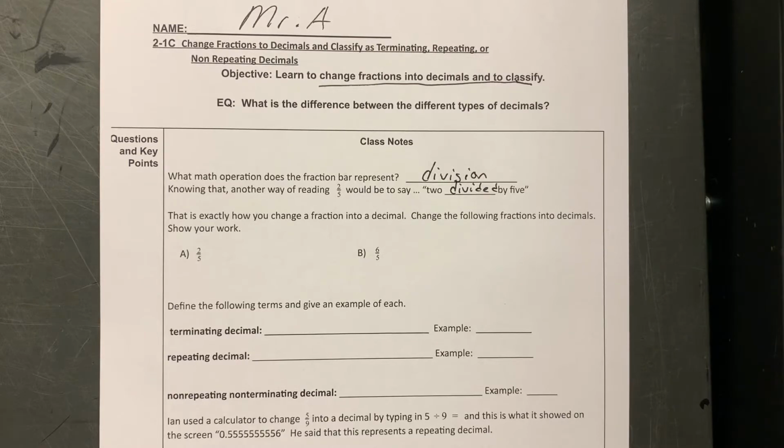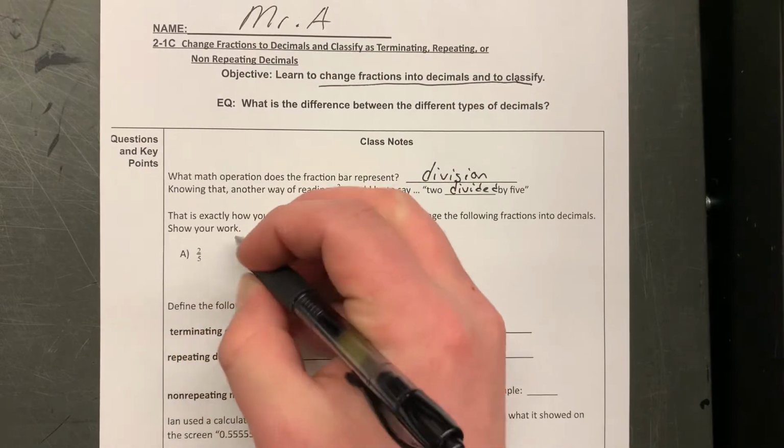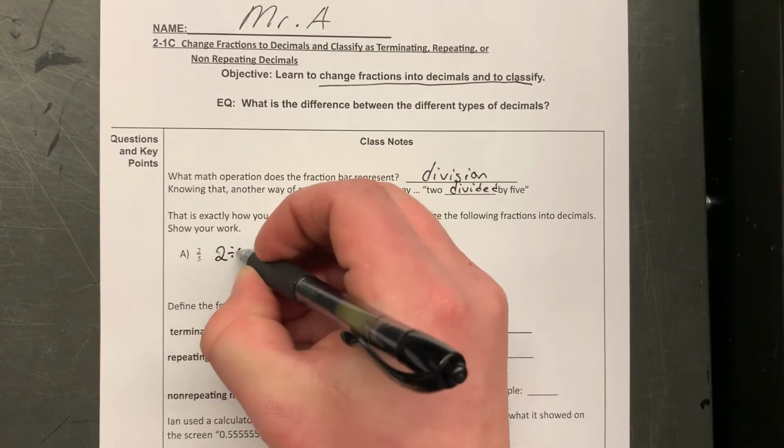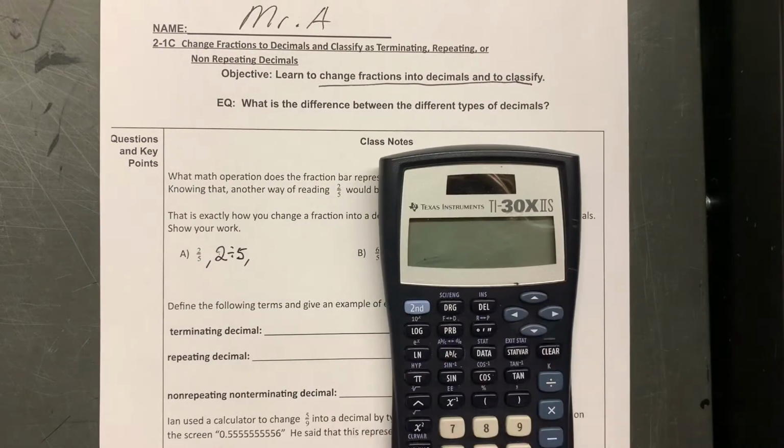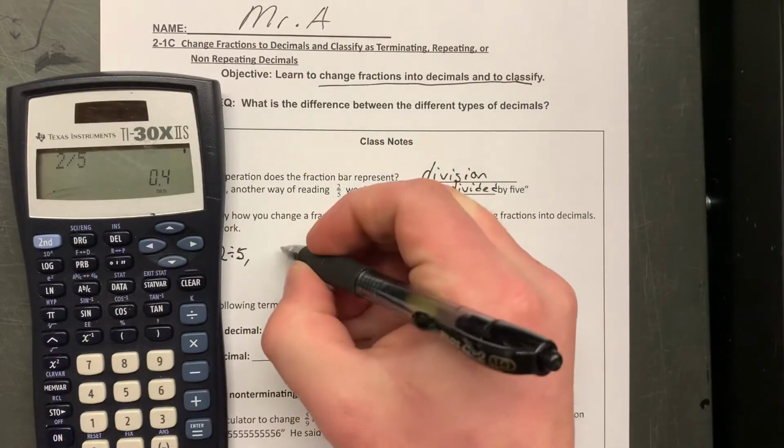We're going to change these following fractions into decimals as well. So I'm going to write this out differently as 2 divided by 5. And if I show you on my calculator right now, if I go 2 divided by 5, I end up with 4/10 or 0.4.